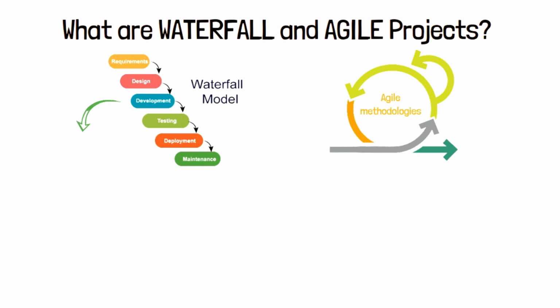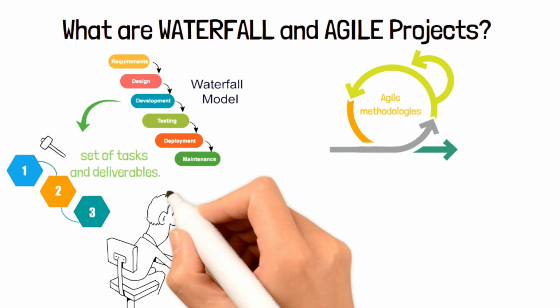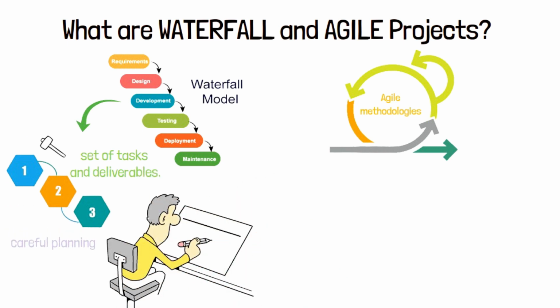Waterfall is a traditional project management approach where a project is broken down into sequential phases, each with its own set of tasks and deliverables. This approach emphasizes careful planning, documentation, and control of the project progression across every stage of the project.